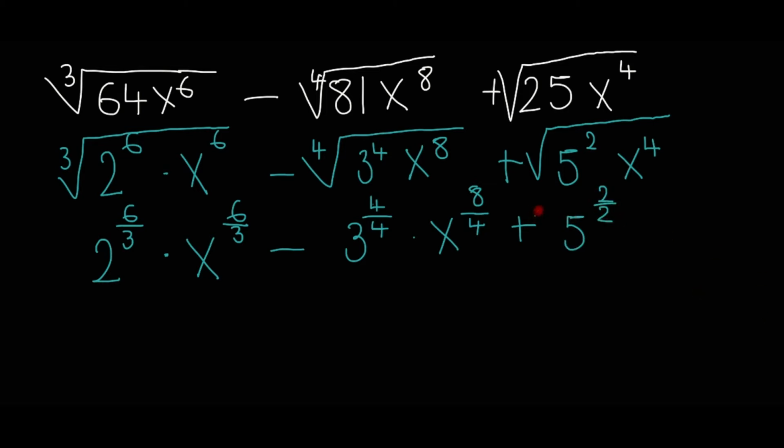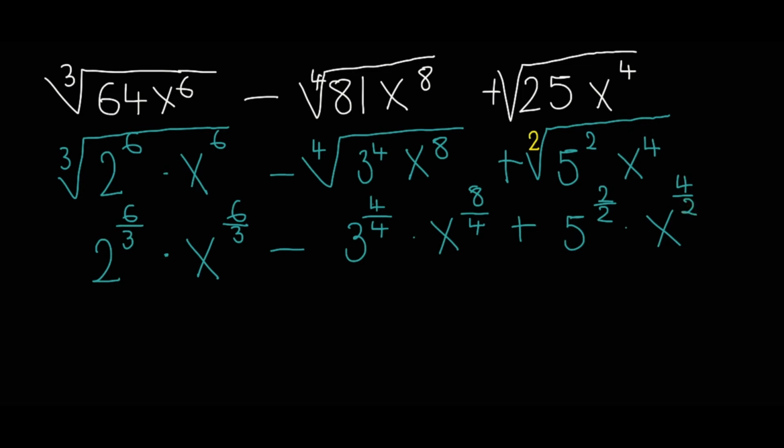For the square root, we don't write any number here. It's more than 2. So that is why we have 2 divided by 2. Get this one. And then normally x to the power 4 over 2.